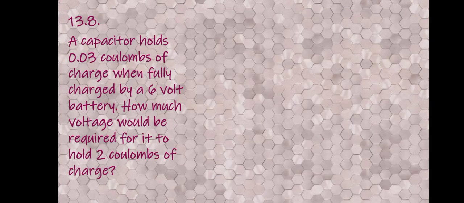13.8. A capacitor holds 0.03 coulombs of charge when fully charged by a 6-volt battery. How much voltage would be required for it to hold 2 coulombs of charge? Yes, here again two cases are given. One is the case when the capacitor holds 0.03 coulombs of charge connected by 6 volts battery, and second is if it has to hold 2 coulombs of charge, then how much voltage will be required.